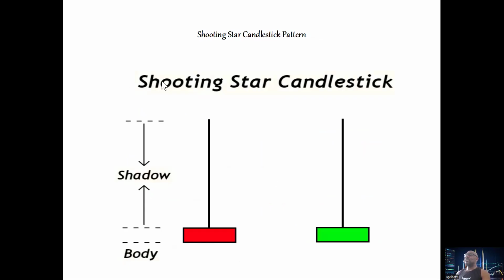Then the next one, the shooting star, is the opposite of hammer. It is a reversal pattern. A trend that has been bullish will now turn bearish.